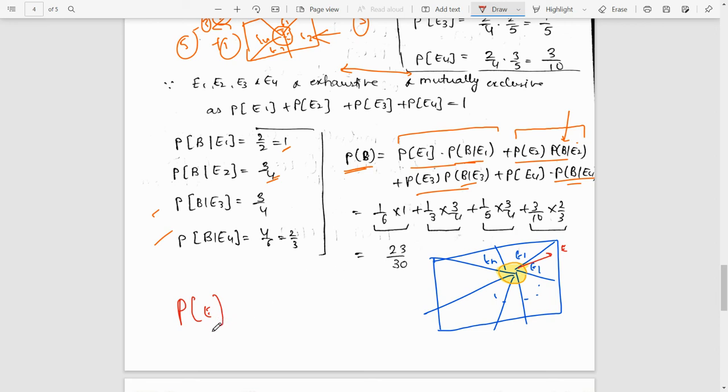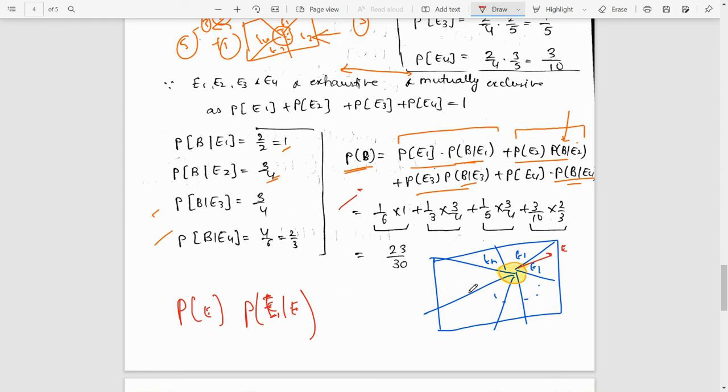Okay, it's fine, but now what happens when you are actually interested in the probability of happening of E1 when E has already occurred? It means that if E has occurred and you know the probability of E using this formula, then what is the chance that it is being included from E1? So what is the probability of occurrence of E1?